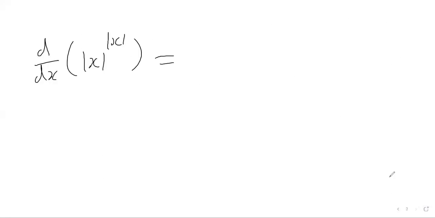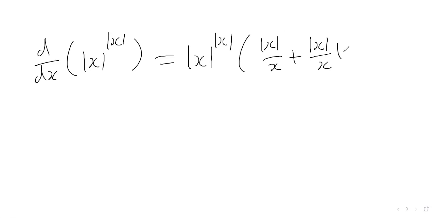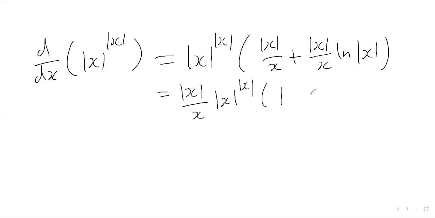So let's write this on a new slide. The derivative with respect to x of mod x to the power of mod x is going to give us mod x to the power of modulus of x multiplied by the modulus of x over x, plus modulus of x over x times the natural logarithm of the modulus of x. And then what we can do is factor out this modulus of x over x. So we get modulus of x over x multiplied by modulus of x to the power of modulus of x multiplied by 1 plus the natural log of the modulus of x, like so.